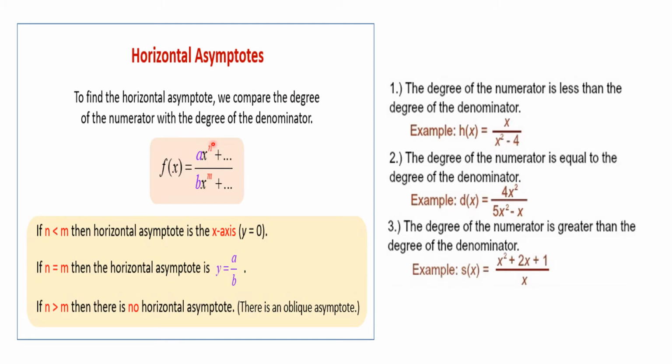So we are looking here for the degree of exponent. So you take the highest degree of exponent between the numerator and the denominator. And then you compare if n, where n represents the degree of the exponent in the numerator and m is representing the degree of the denominator. If n is less than m, then horizontal asymptote is the x-axis or y equals 0.